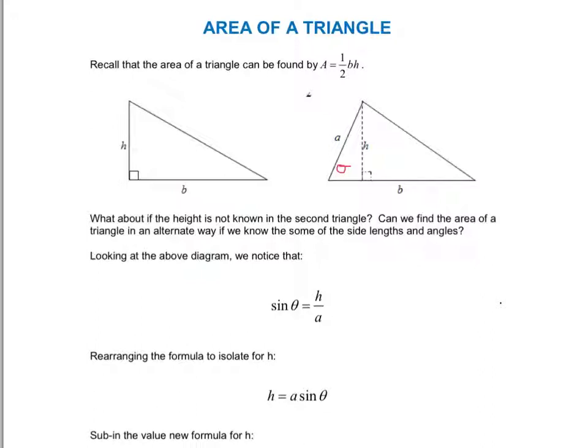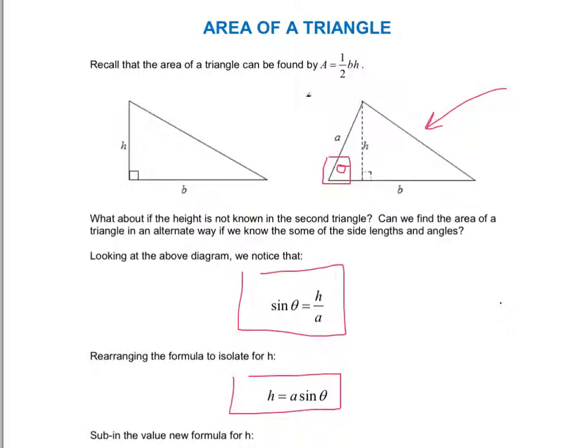Well, looking at this diagram right here, notice that we've placed theta down here in this triangle, the smaller triangle. If I look at this triangle here and I use sine, sine theta is h over a. So I get this here. If I rearrange the formula, I get h is equal to a sine theta.